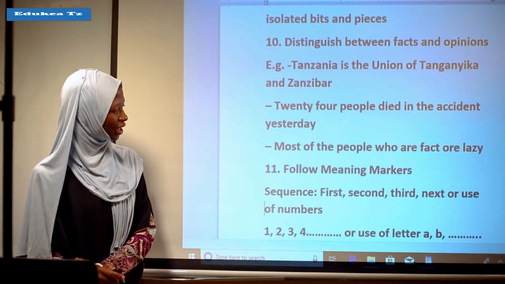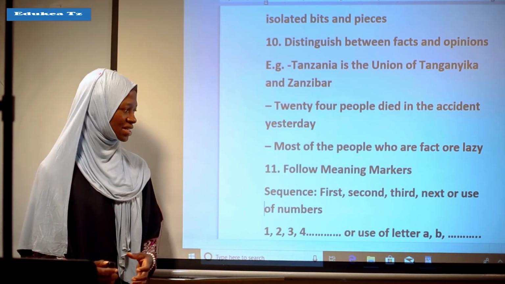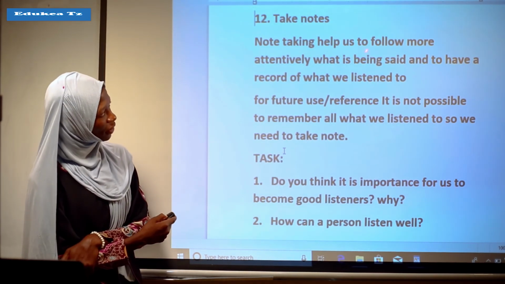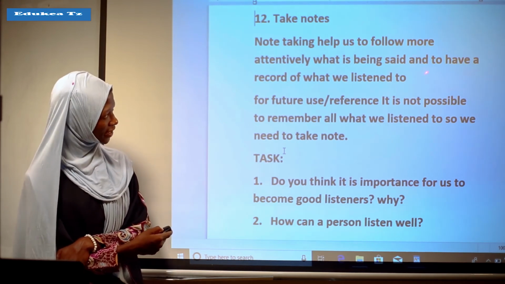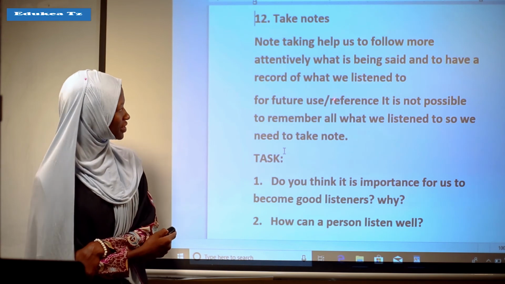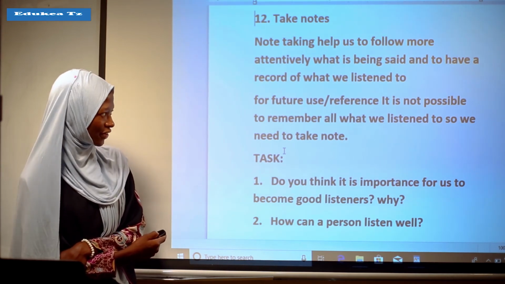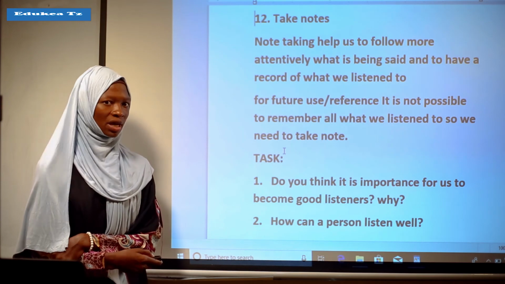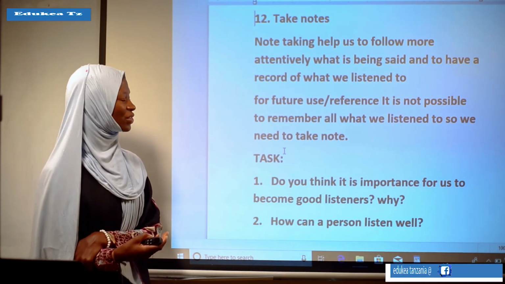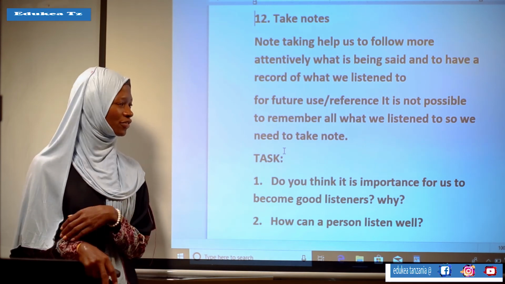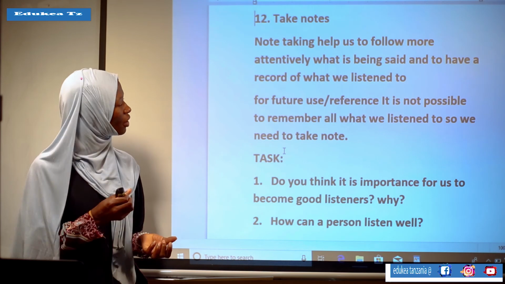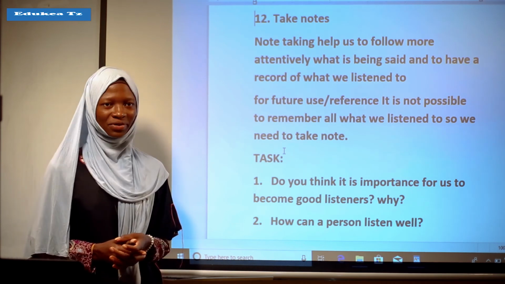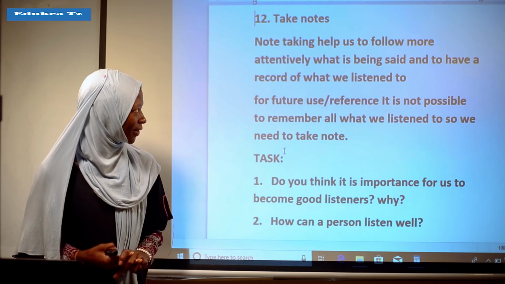Then follow meaning markers, sequence. Meaning markers like sequences of points. Note taking helps us to follow more attentively what is being said and to have a record of what we listened to for future use, or as a reference. It is not possible to remember all that we listen to, so we need to take notes. You can't understand all things or the whole speech which the speaker has said to you, so you have to take some notes, some important points, so that it will help you remember what has been said. Up to there, I hope that you have understood me well about listening.